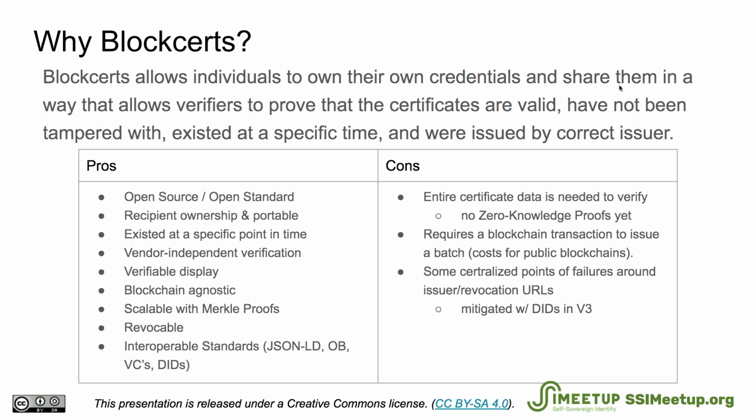Also, there are some centralized points of failure with Blockcerts in V2. Issuer and revocation URLs are a concern, but in V3, we will be adopting decentralized identifiers, so we can mitigate some of those URL centralization points of failure concerns.